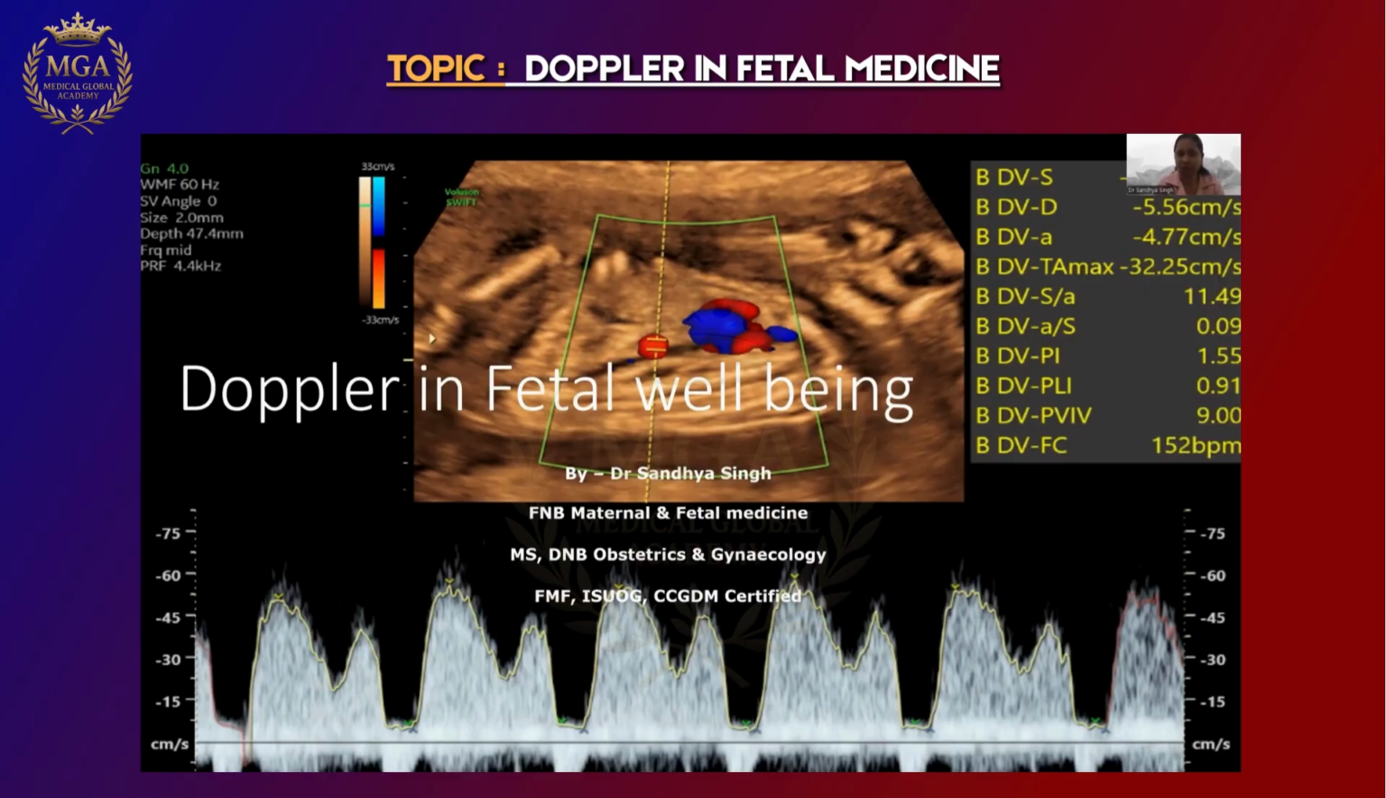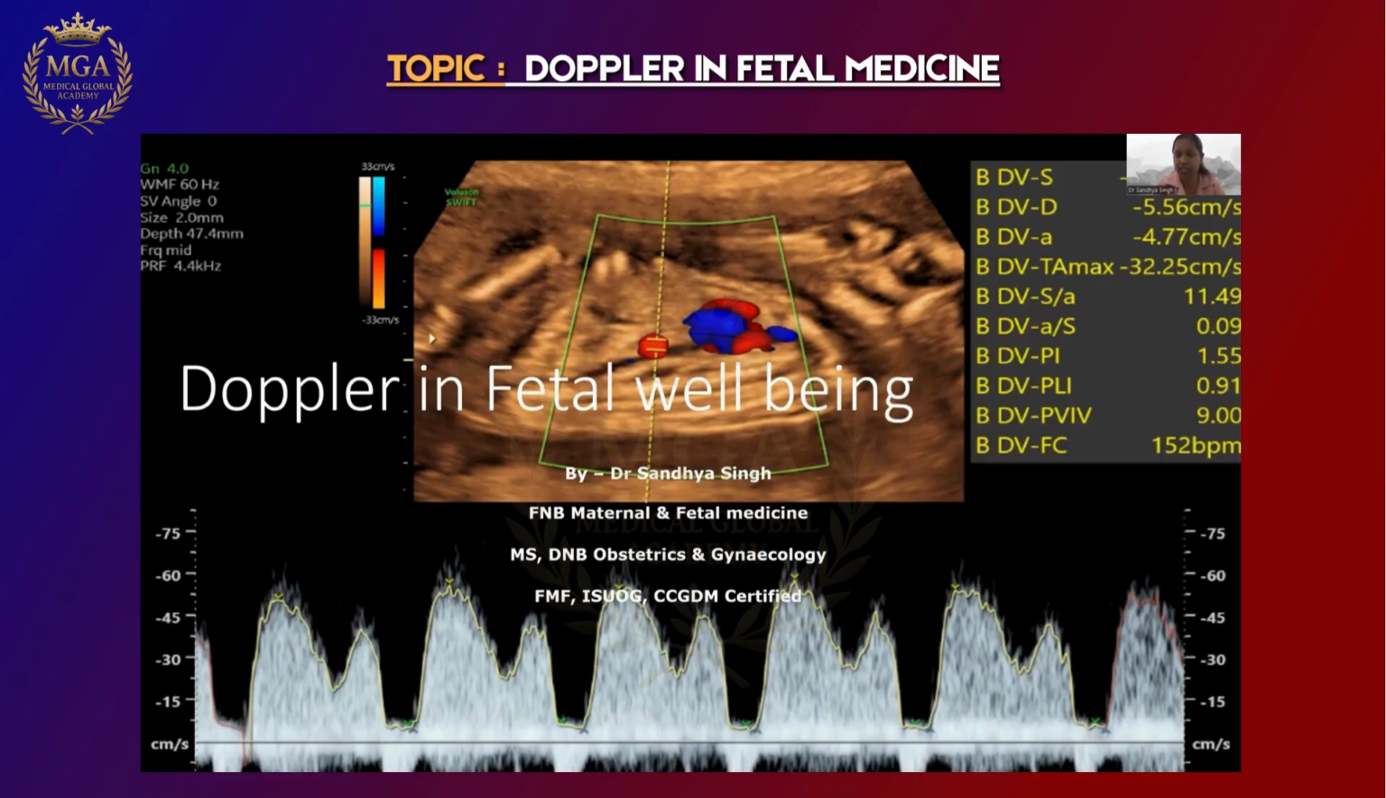I hope everybody knows there are two types of fetal growth restriction: early onset and late onset. Early onset fetal growth restriction means the fetus itself has the problem. But in late onset, it is not the fetus, it is the demand which is increasing and the supply is not able to meet it.